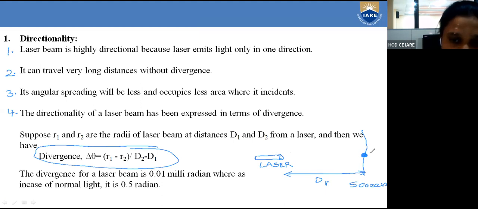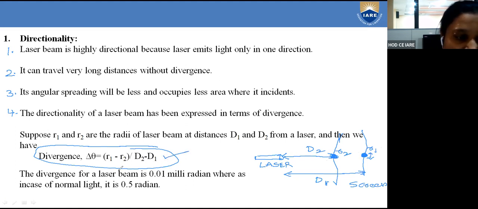Now I'm going to find this spot diameter, and after finding the diameter, I'll find the radius. Let us suppose the radius of the spot is R1. Then I'll move this screen a little bit towards the laser source. It means I'm maintaining the distance between laser source and screen as D2. Then you will observe that the radius of the spot recorded on the screen changes, and let that radius be R2. Once I know the radius of the spot at two different distances, how can I find divergence? Divergence is simply R1 minus R2 by D2 minus D1.